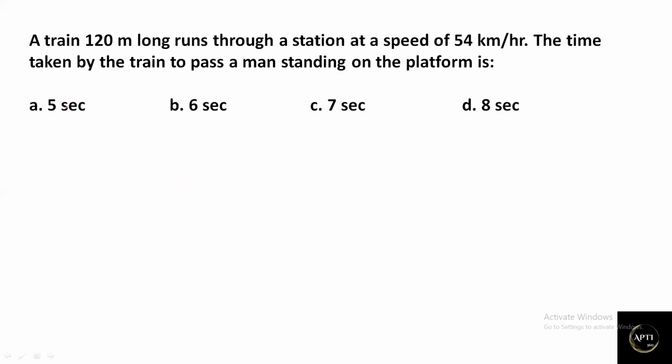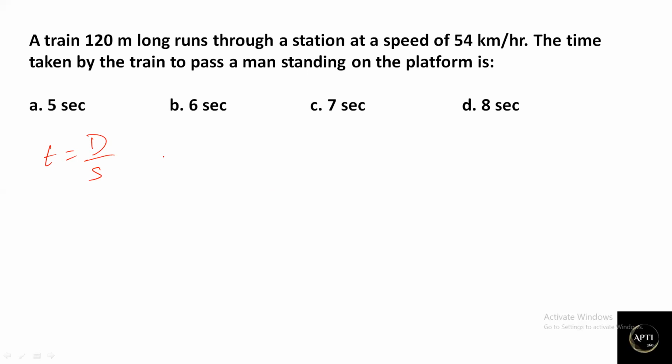Okay, here is a problem based on trains. A train 120 meters long runs through a station at a speed of 54 km per hour. The time taken by the train to cross a man standing on the platform is. Okay, here we need to calculate the time. Always remember, if it asks for time, just write: time is equal to distance by speed.